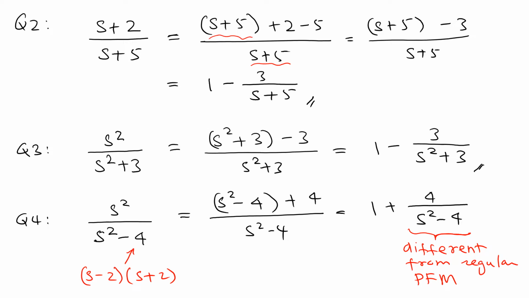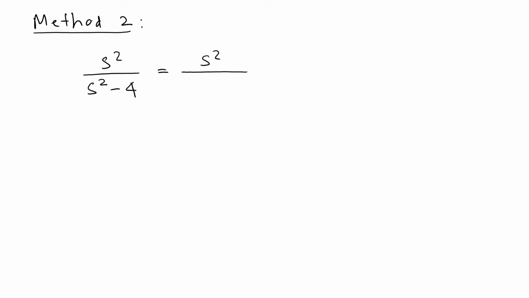Also, if you try to do it that way, I'm going to call this method 2. This is what happens. So let's start with the problem. So we have s squared over s squared minus 4. What we normally do is factor the bottom, not the top, which is s minus 2, s plus 2. And then we can write the partial fractions here. So we can write it identical to a over s minus 2 and b over s plus 2.